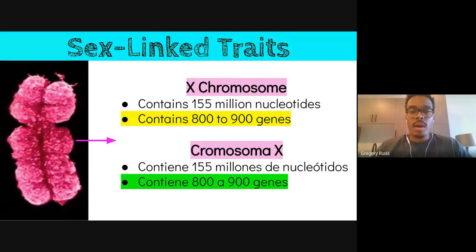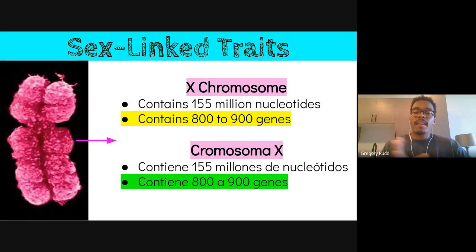So before we talk about some actual examples of sex-linked traits, we do need to be sure that we know where these sex-linked traits are located. Sex-linked traits are found on your X chromosome. I've got specific things highlighted for a reason, so we should be ready to take some intentional strategic notes. But the X chromosome contains up to 155 million nucleotides. So 155 million A's, T's, C's, G's, all ordered in a very specific way.